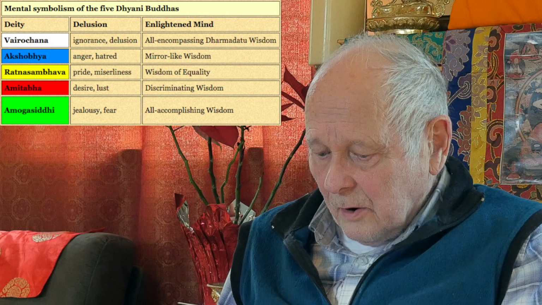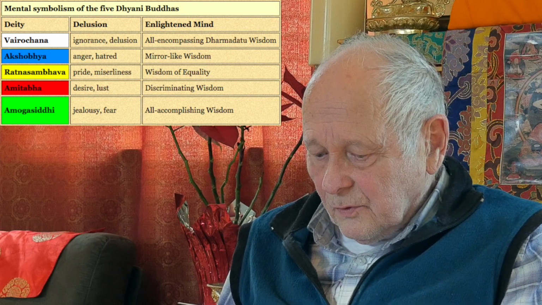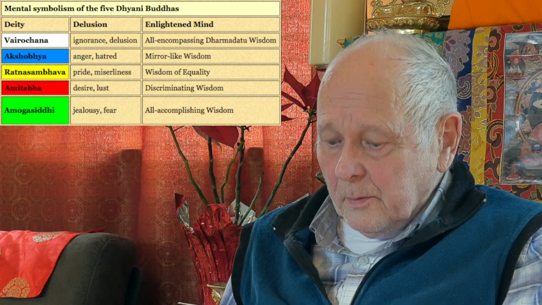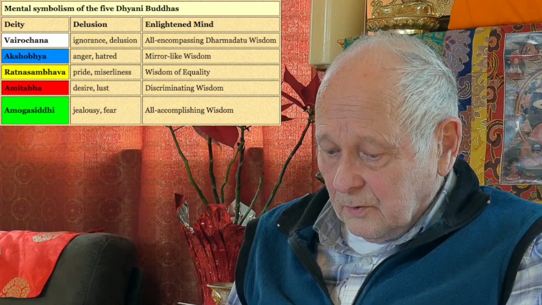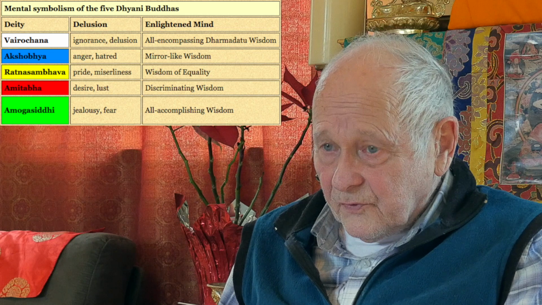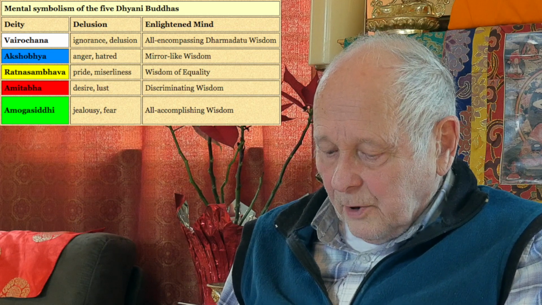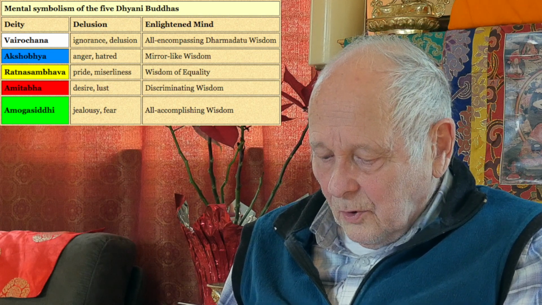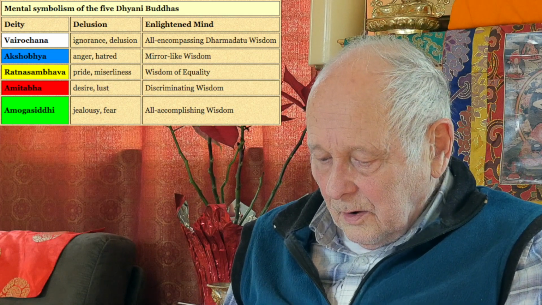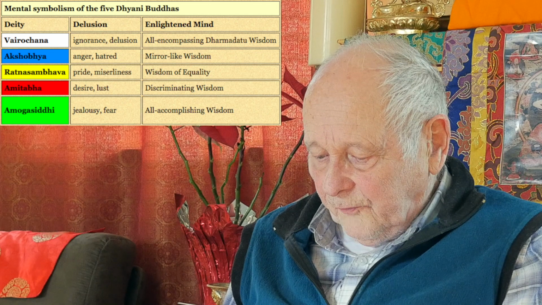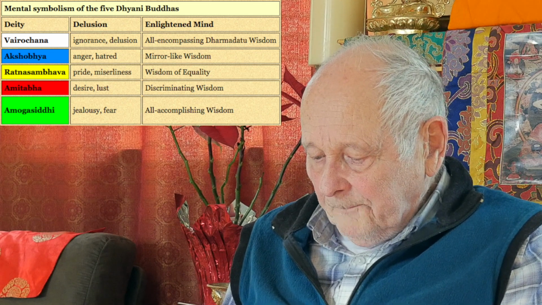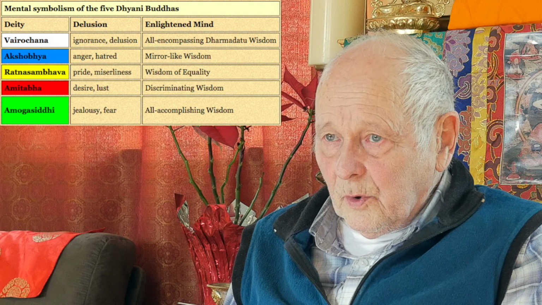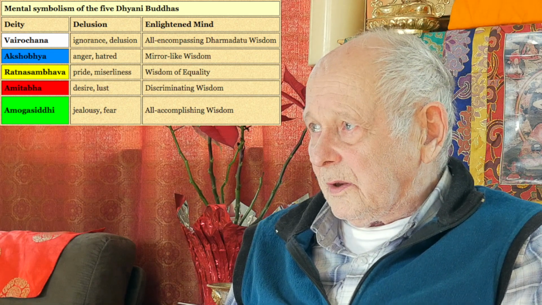That doesn't say that there aren't things that are desirable. Likewise, there are things to get angry about. It's a matter of getting control of these 5 primary poisons, as they're called. Greed, hatred, and delusion are the 3 primary poisons, and then you add pride and jealousy and envy to those, and you get the 5 poisons. So Amoghasiddhi, then, jealousy and fear are the delusions, and the solution of those delusions is all-accomplishing wisdom. In other words, get busy saving sentient beings.